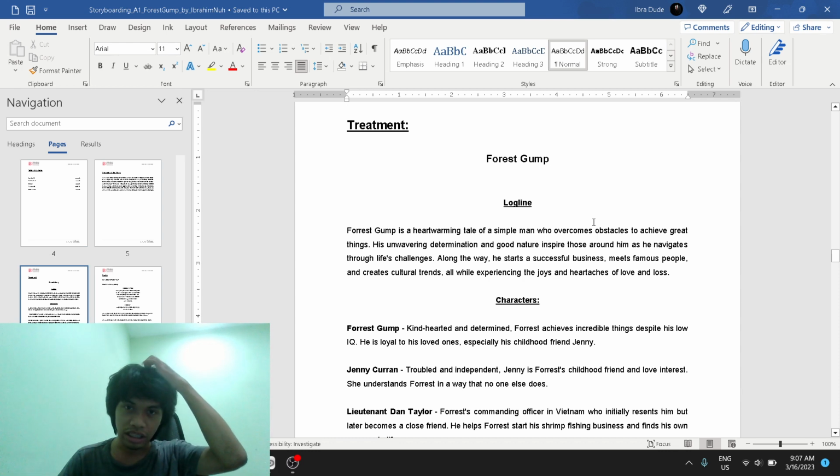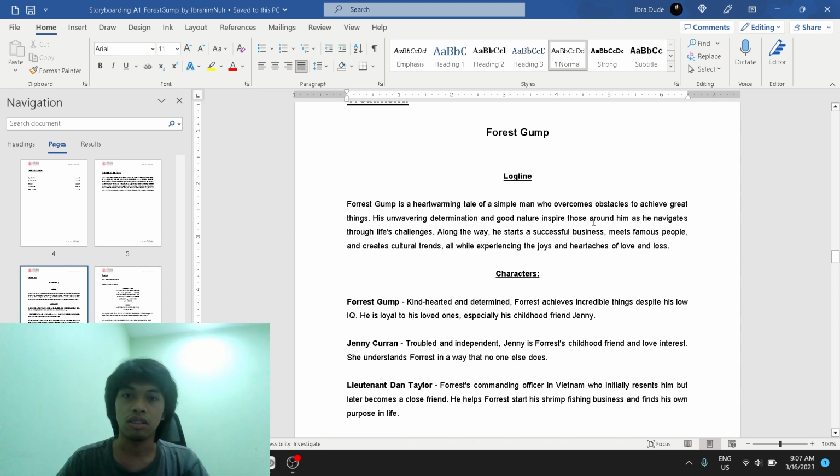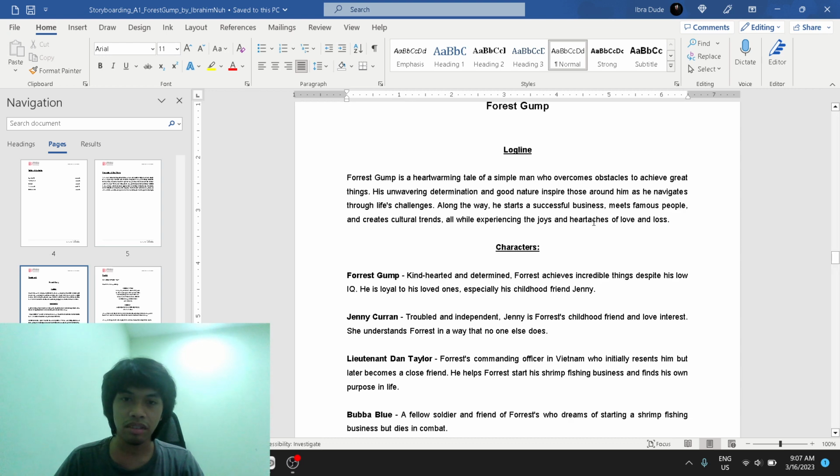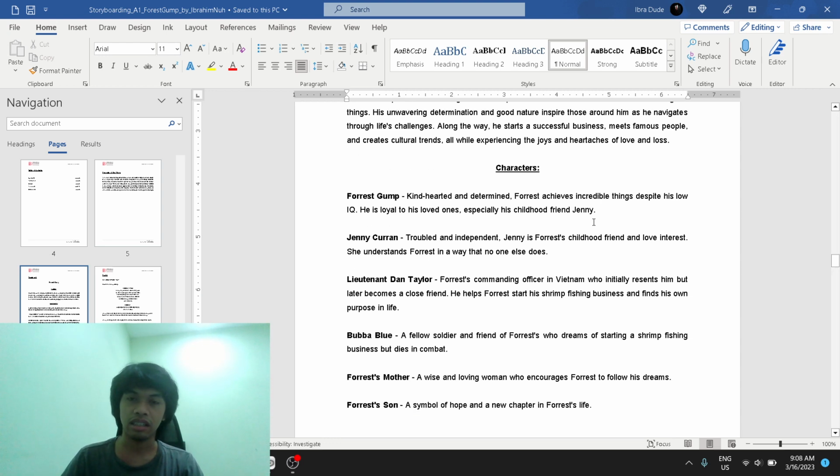Now onto the treatment. The log line is basically the same as the synopsis. He has unwavering determination and a good nature, and those around him help as he navigates through his life challenges. So let's look into the characters. Forrest Gump, a kind-hearted and determined person, but has a low IQ. But he is loyal to his loved ones, especially his childhood friend Jenny.